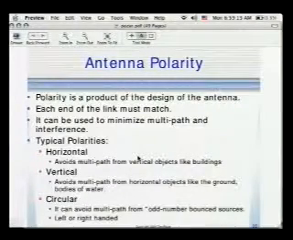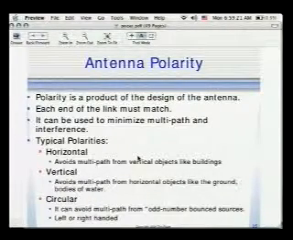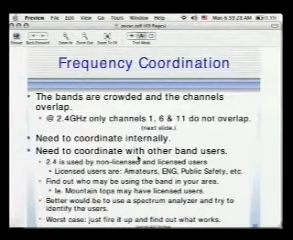So polarity is a product of the design of the antenna. Each end of the link must match or you're going to be attenuating. It can be used to minimize multipath and interference, which you talked about, and I went over the advantages and disadvantages of horizontal, vertical and circular.